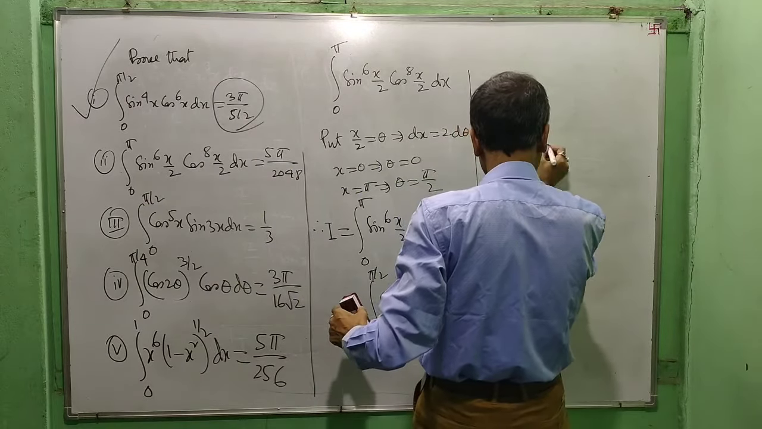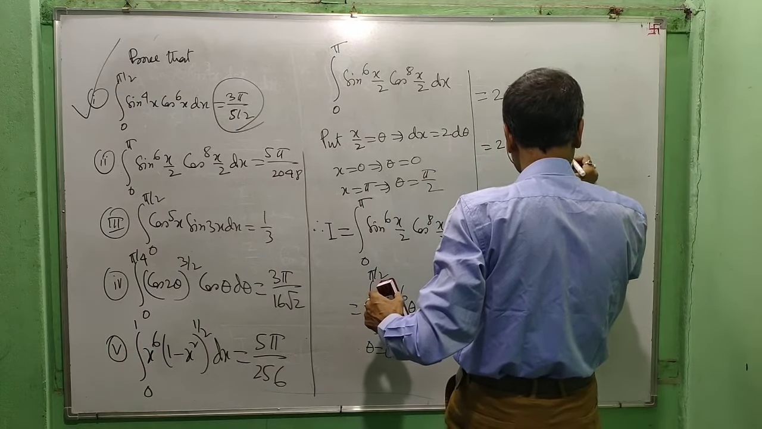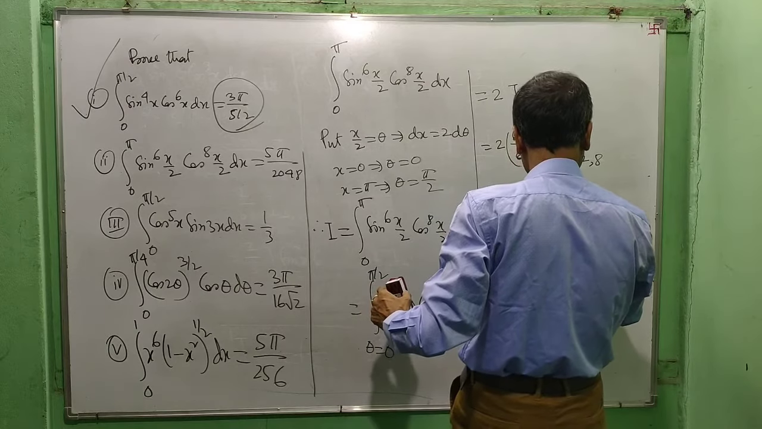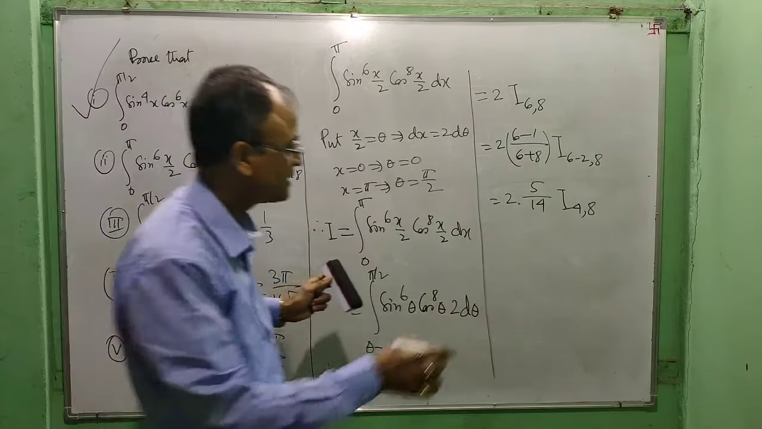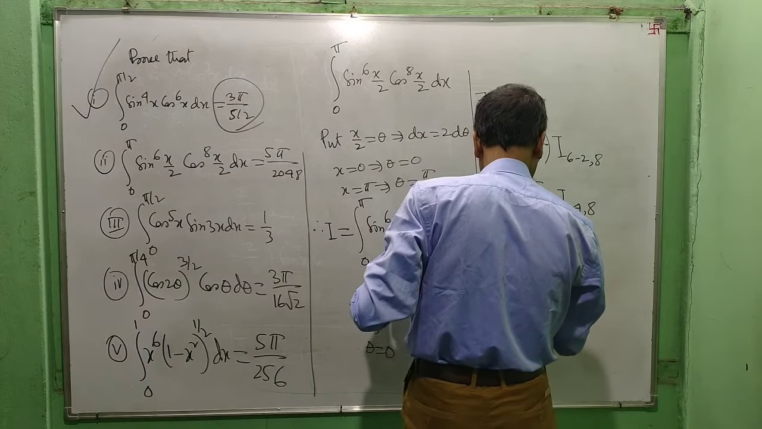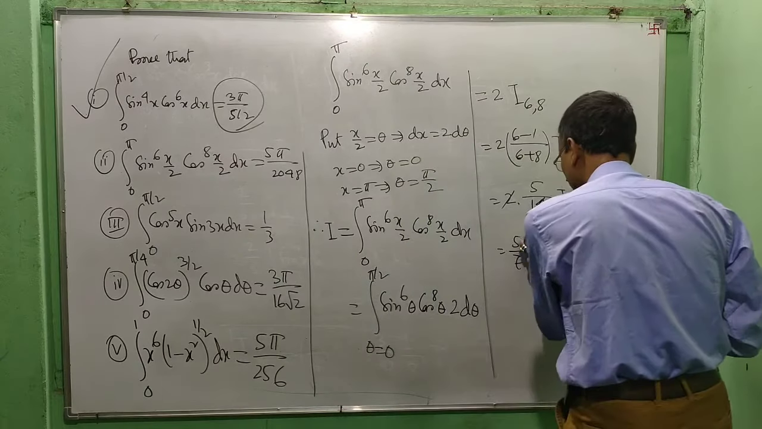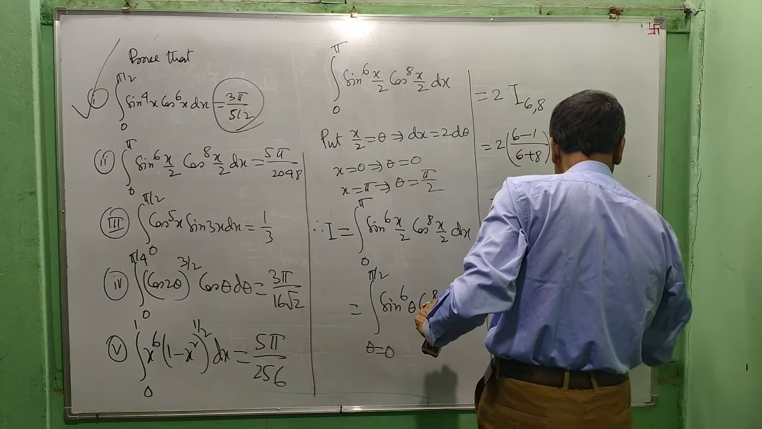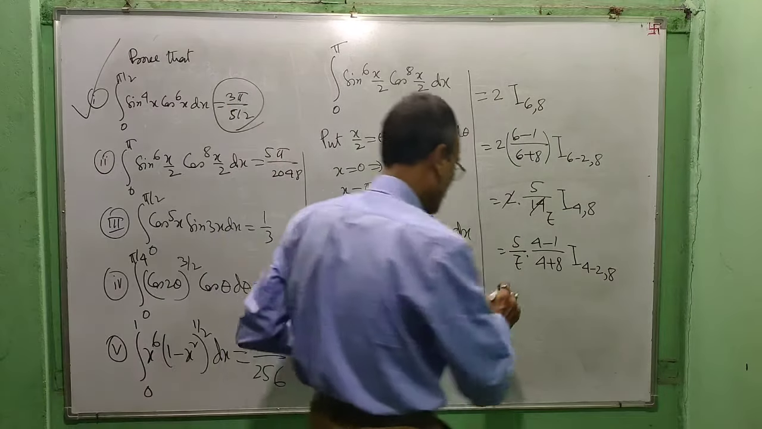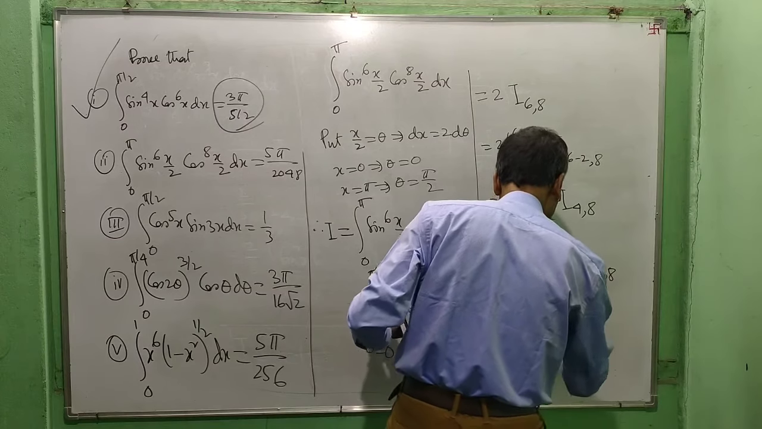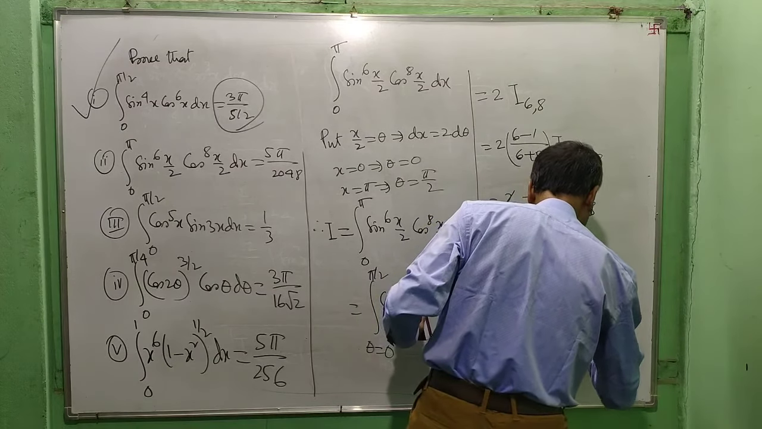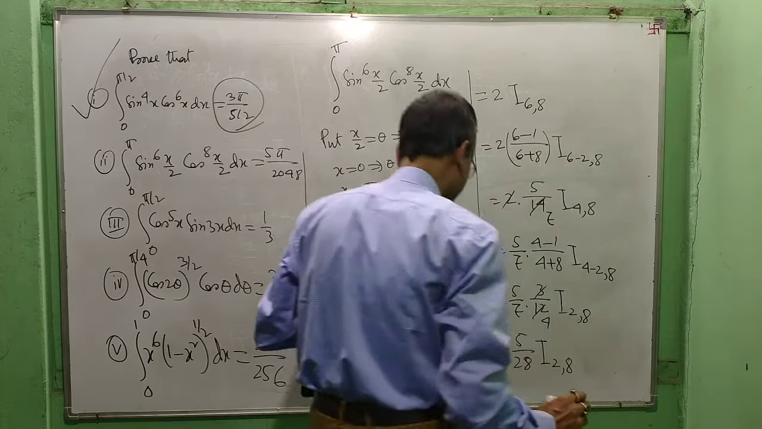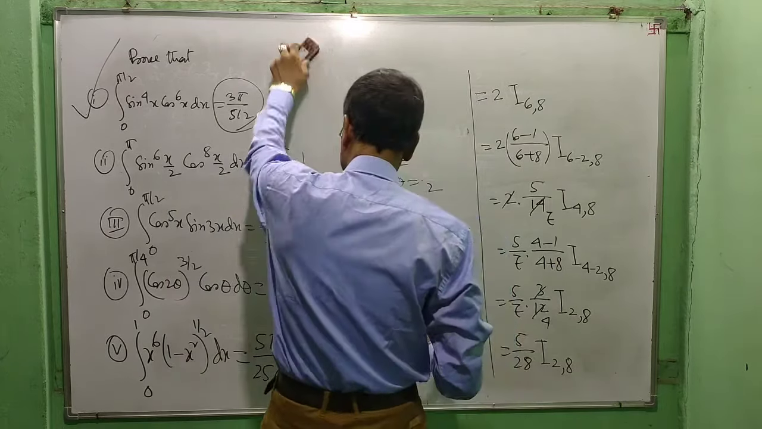This is equal to 2 into 6 minus 1 by 6 plus 8 I 6 minus 2 8. Then 5 by 7 I 4 8. For I 4 8 you may write 4 minus 1 by 4 plus 8 I 4 minus 2 8. You may write like this. This is equal to 5 by 7 into 3 by 12 I 2 8. This is equal to 5 by 28 I 2 8.